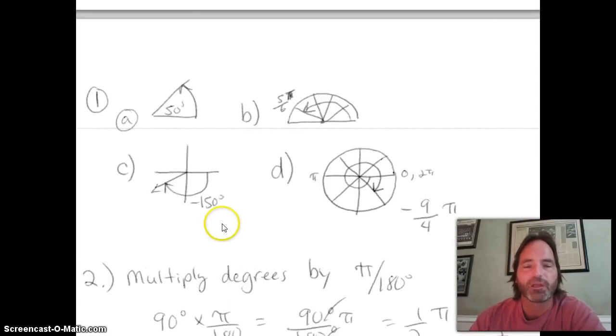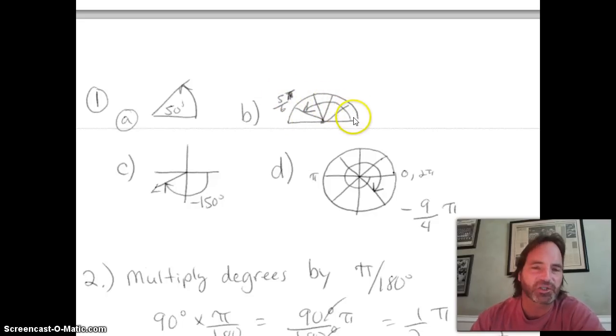Okay, here's angles in standard position. Here's 50 degrees. Remember, we start off on the initial side as the x-axis and rotate to the terminal side. Here's a negative 150. This is one I made an error on. Notice I only made 1, 2, 3, 4, 5. This is supposed to be 5, 6.